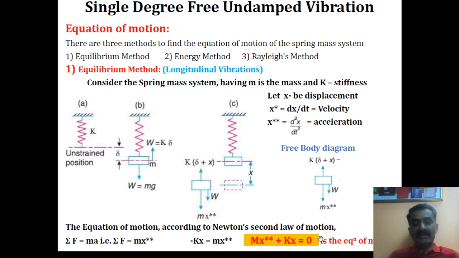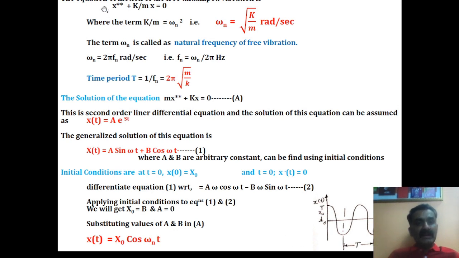So equating these two, we have got the equation of motion for the single degree of freedom undamped free vibration: mx double dot plus kx equal to 0. Simplifying this equation, x double dot plus k upon m x equal to 0, and this term k upon m is called the square of omega n, where omega n is calculated as the square root of k upon m radian per second, and this term is called the natural frequency of free vibration.